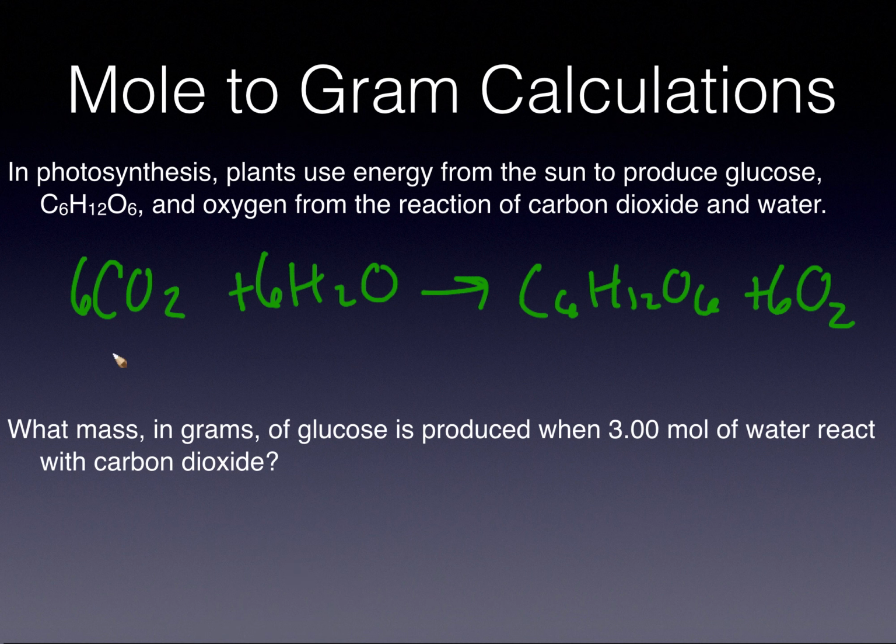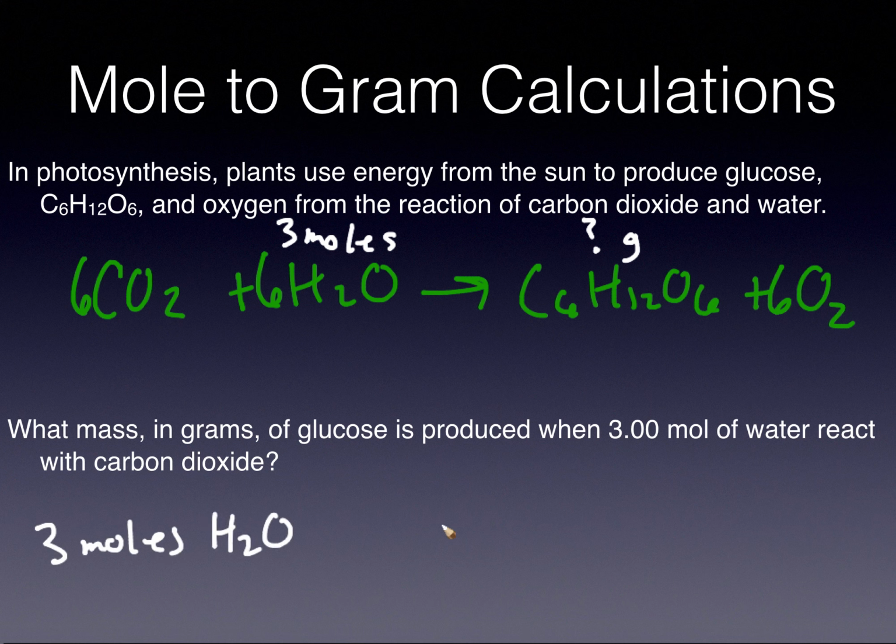All right. So it says, what is the mass in grams of glucose when you start with 3 moles of water and react with carbon dioxide? So I'm going to start with what they give us. They give us 3 moles of H2O. Once again, we're at our easy pass station, so we can go over our bridge.